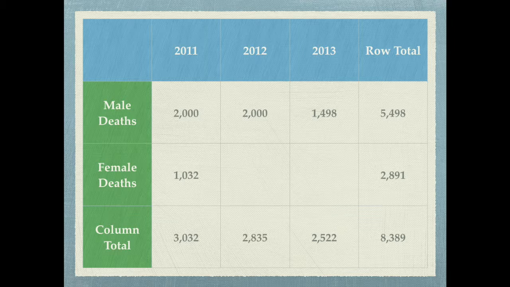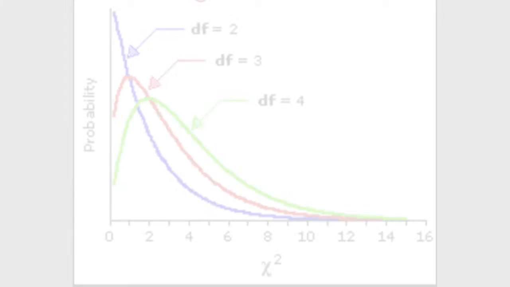If in 2011 we choose to have 2,000 male deaths, then we have to have 1,032 female deaths in 2011 in order to fill the column total. That gives us 1 degree of freedom. 1 degree of freedom times 2 degrees of freedom is 2 total degrees of freedom.